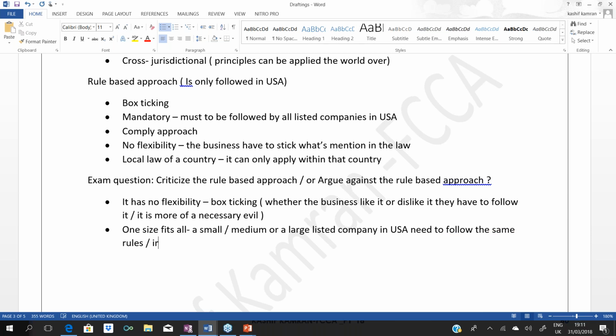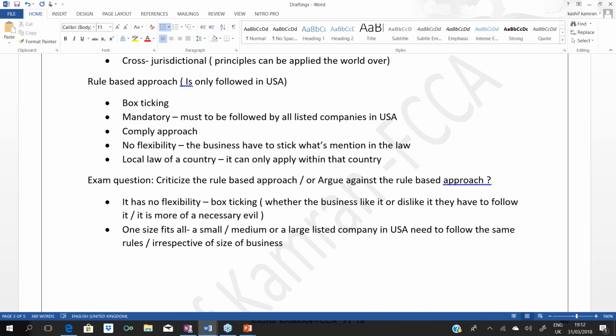So that's irrespective of size of business. Whether you are a small listed company, a medium, or a large listed company, because listed companies vary in sizes, irrespective of your size, you have to follow the same Sarbanes-Oxley. So it could be a burden for a small company. It could be an unnecessary burden for a small company.